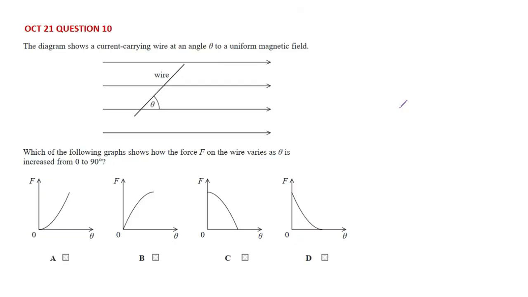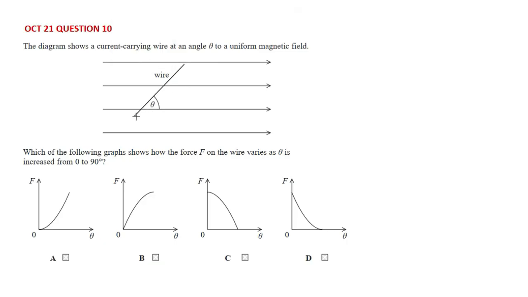So, you know from your IGCSEs, a wire which is parallel to the magnetic field has zero force or minimum force acting on it. But a wire carrying current, when it is perpendicular to the magnetic field, has maximum force, right? So the question says, which of the following graphs show how the force F on the wire varies as theta is increased from 0 to 90 degrees?